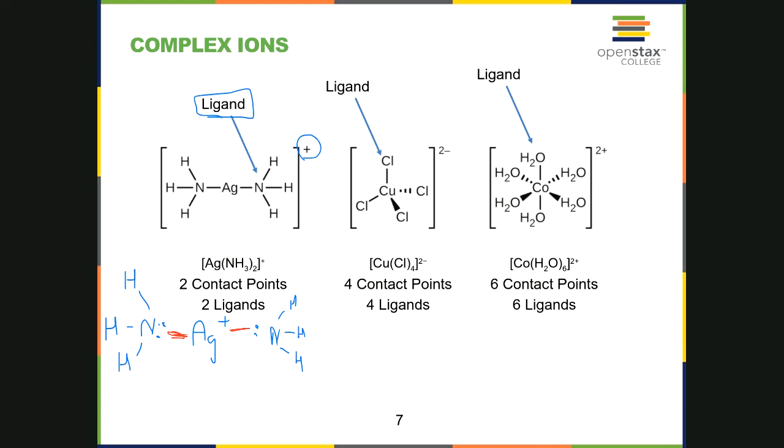So we have, in this case, 2 ligands, 2 ammonia molecules, and then we're going to start talking about something called contact points. The contact points are these lone pair electrons on the nitrogen in the ammonia. So we got 2 ligands. Each ligand has 1 contact point. So together we've got 2 contact points.